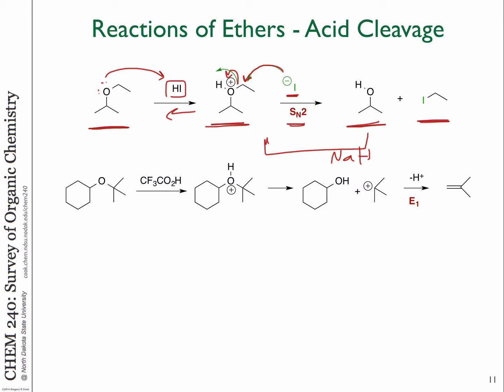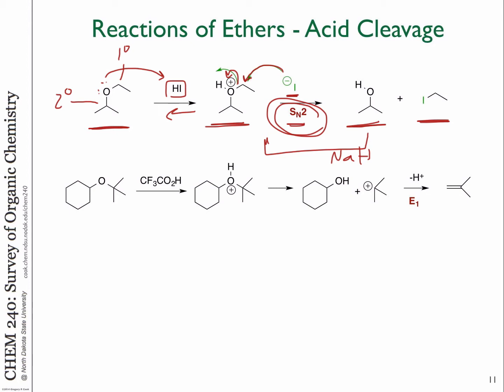Okay, notice I have one secondary carbon that the oxygen's attached to here, and one primary. So when you do this cleavage, the halogen will always attack the less hindered side, because again, it's an SN2 substitution.